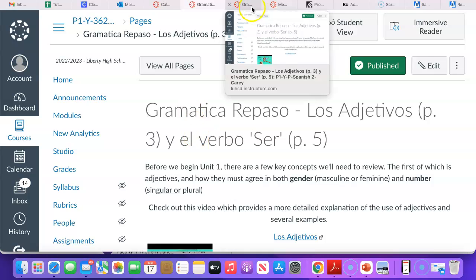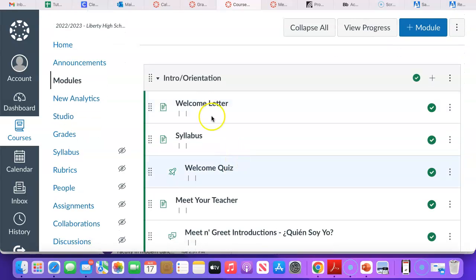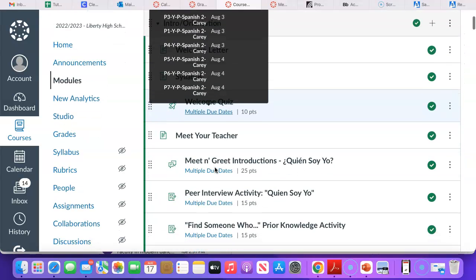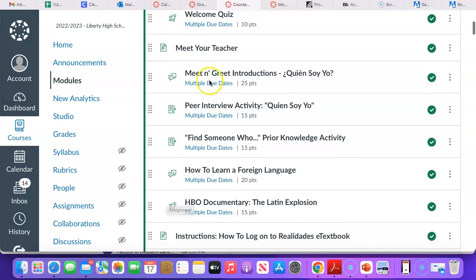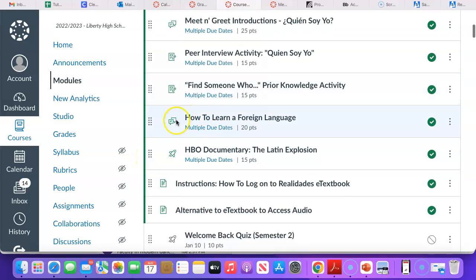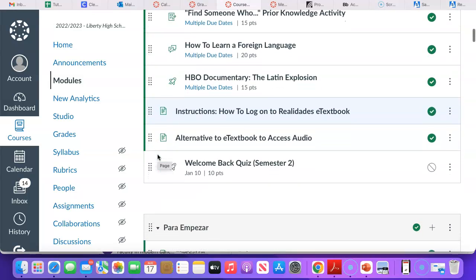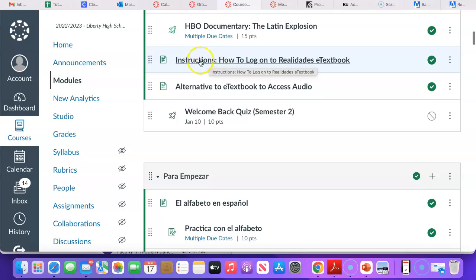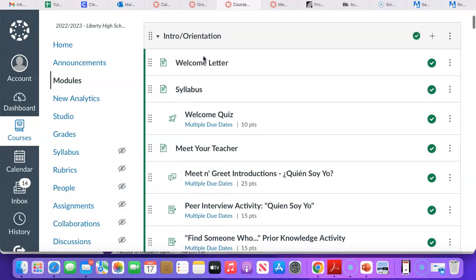So before we take a look at today's activities, just to zoom out again where we're at, we spent the past couple weeks in the intro orientation module, just kind of getting situated, exchanging that prior knowledge, getting to know one another, talking about why and how it's important, how we can learn a foreign language, and then a little bit of the culture as it relates to American pop culture. By the way, instructions for how to log on to the e-textbook, you can find those here. And that's at the very end of the intro orientation module.